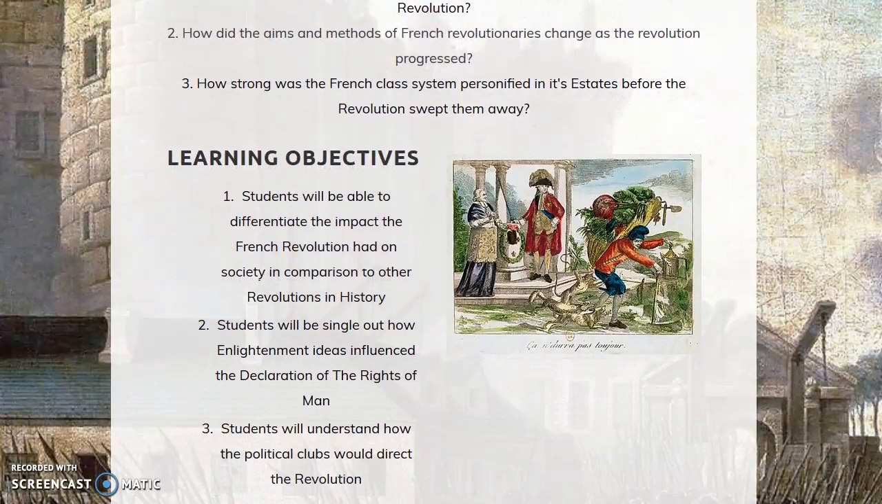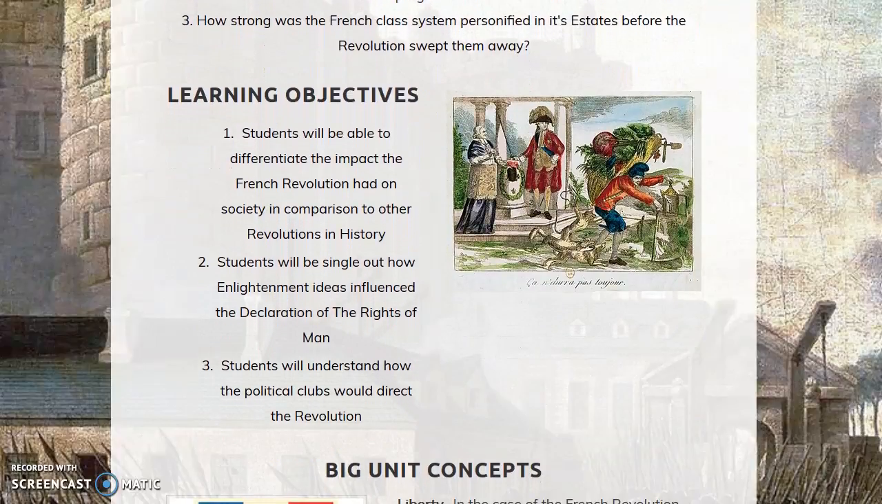Now, moving on to learning objectives, or what you should be able to know by the end of this unit. Number 1. Students will be able to differentiate the impact the French Revolution had on society in comparison to other revolutions in history. Number 2. Students will be able to single out how Enlightenment ideas influenced the Declaration of the Rights of Man. And number 3, students will understand how political clubs would direct the revolution.